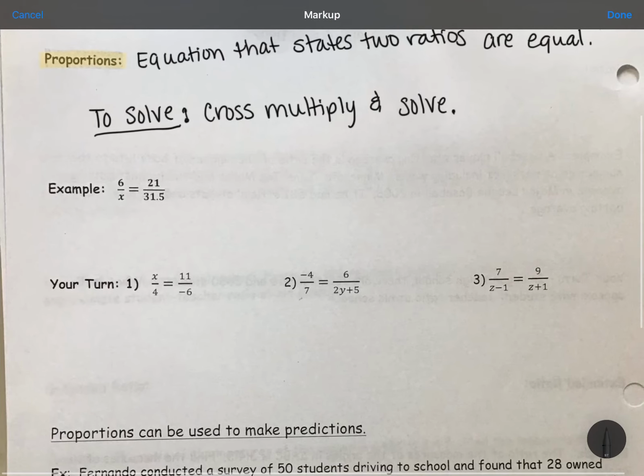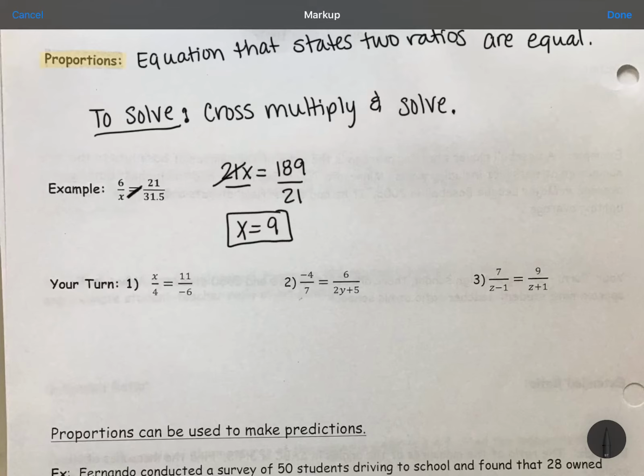All right, so this first example, we're going to cross multiply. I usually take the side that contains the variable and multiply those diagonals first, because I like my variable on the left side of my equation, but it does not matter which diagonal you start with. So I have 21 times x is 21x. Then I have 6 times 31.5, which is 189. And then we would divide to solve. So this one you would cross multiply and divide, but don't make a habit of that idea. So you get x to be 9.